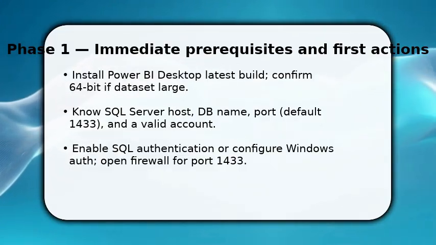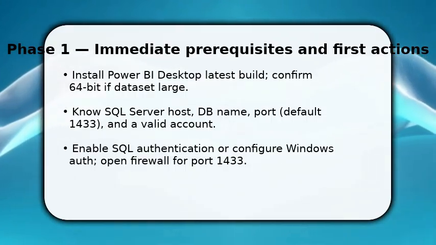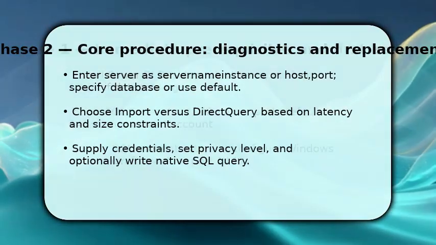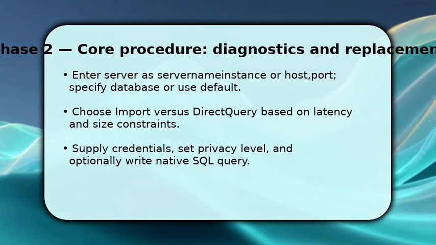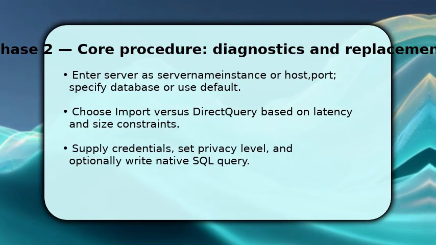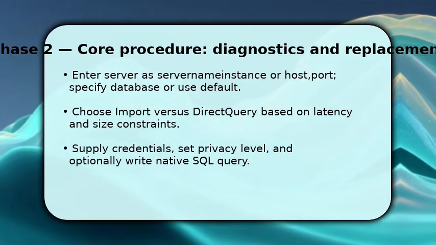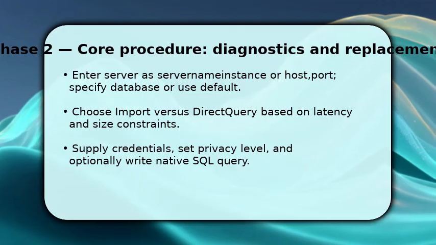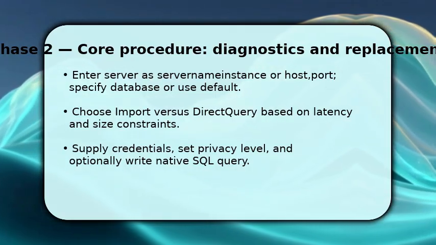Now open Power BI, select Get Data, and pick SQL Server to begin the live connection process. You now configure connection details in the dialog. Type server as host, port or server/instance, and pick the database or leave default to browse. Then decide import versus direct query. Import caches data for speed, direct query queries live for real-time needs.